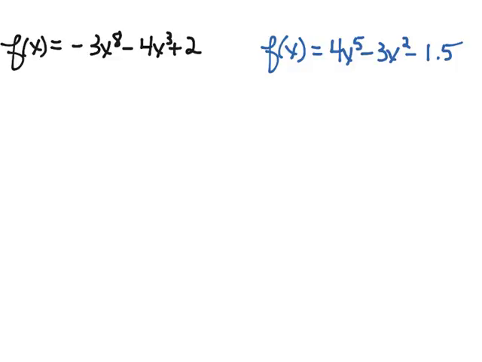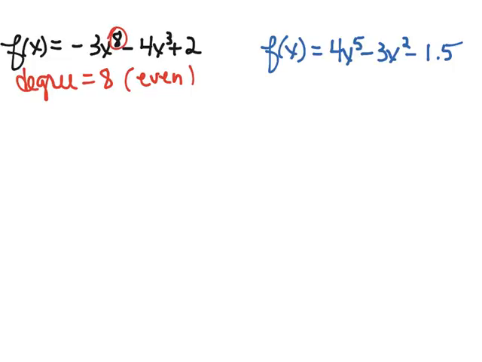We're asked to describe the end behavior of these functions. The first function is f of x equals negative 3x to the 8th minus 4x cubed plus 2. Note that the degree of the function is 8, and that is even. So therefore, the left-hand behavior and the right-hand behavior are going to be the same.